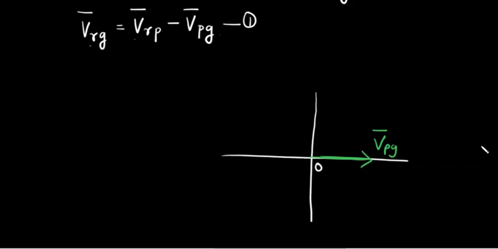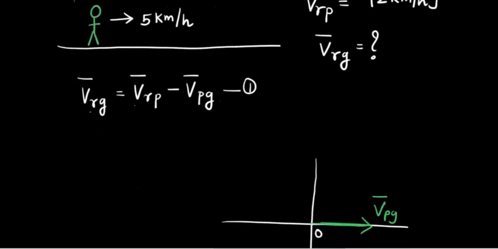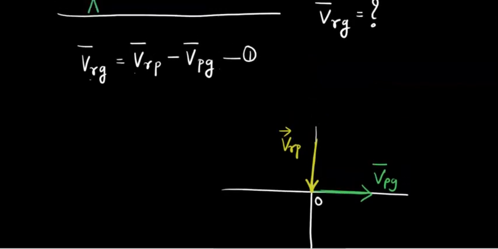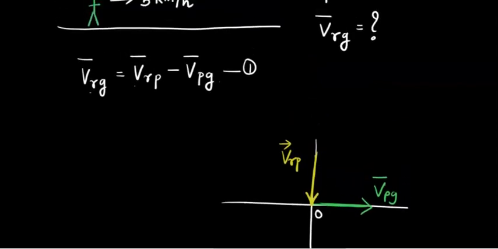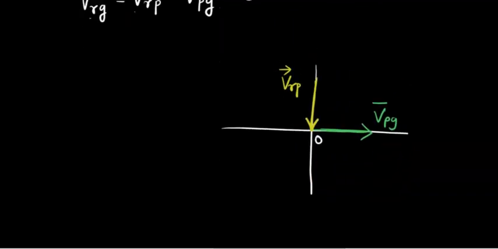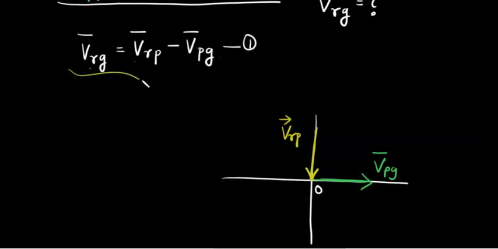Then let me use yellow color for denoting the velocity of the rain which is falling vertically downwards. This is vertically downwards rain and its velocity is 12 km/h. So this is velocity of rain with respect to person. For the person it appears that it is falling vertically downwards, right? Yes, so this is known now. Now we have to find velocity of rain with respect to ground. We can use this formula: VRG is VRP minus VPG.